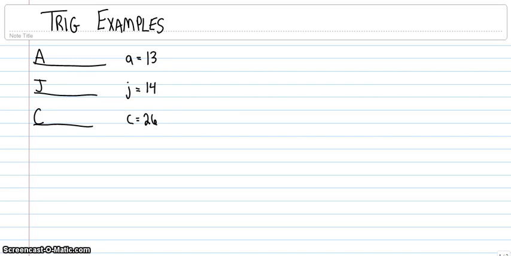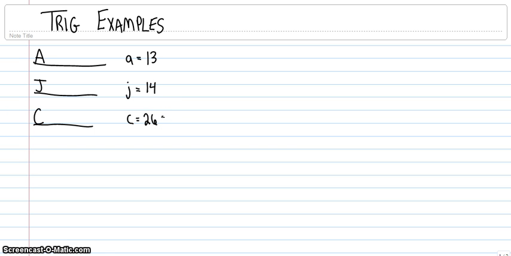This is a side-side-side example. We have all three sides of the triangle. So the first step always in the side-side-side case is to use the law of cosines to find one of the angles. Now we can use law of cosines to find any one of those three angles.